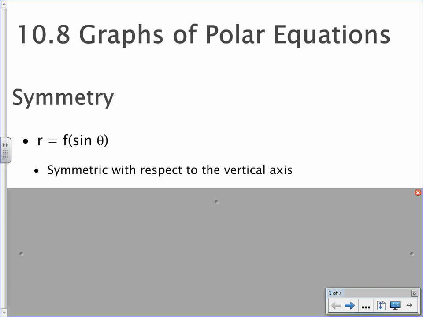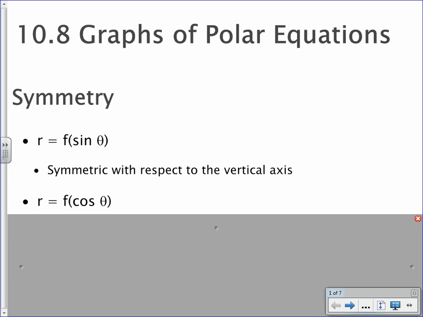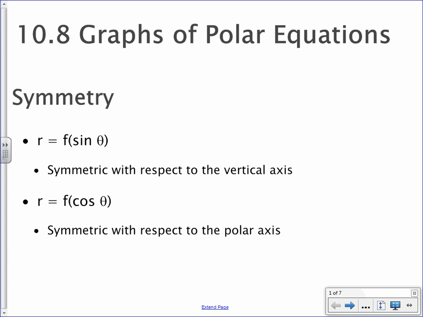Okay? If there was a cosine in your equation, what kind of symmetry was there? Horizontal symmetry. X we think of as the horizontal variable. X is usually associated with cosine. Okay.